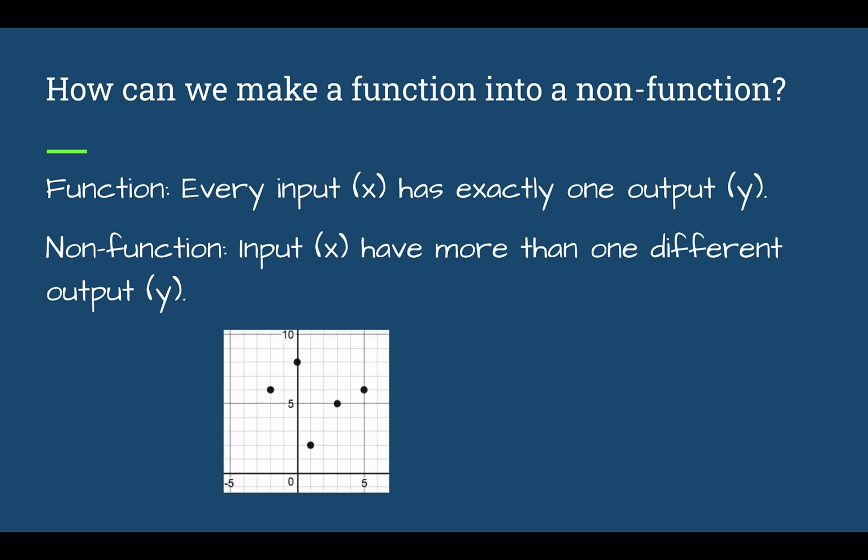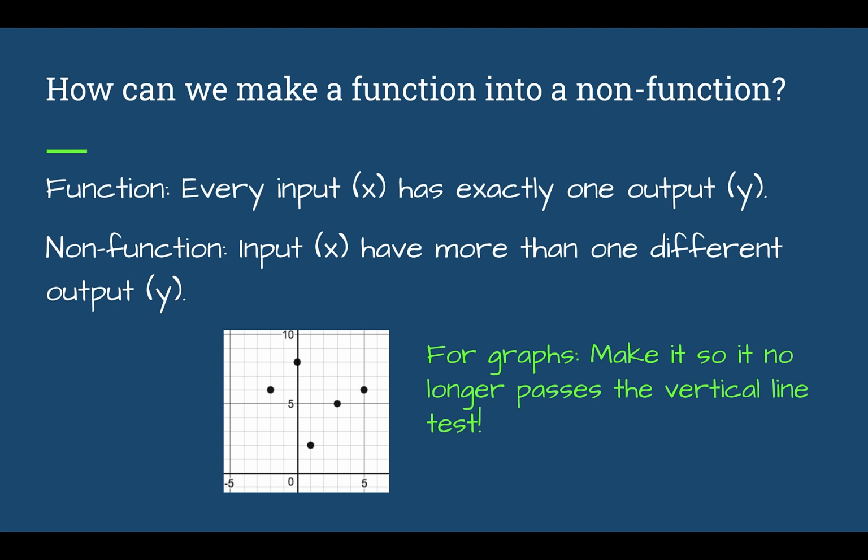And finally, we have a graph. For graphs, all you need to do is make it so it no longer passes the vertical line test. So one dot is directly above another. The line would pass through two things. Right now it passes the vertical line test. Let's make a point directly above one that's already existing. So that one would no longer pass, and then we no longer have a function. And that's all there is to changing a function into a non-function.